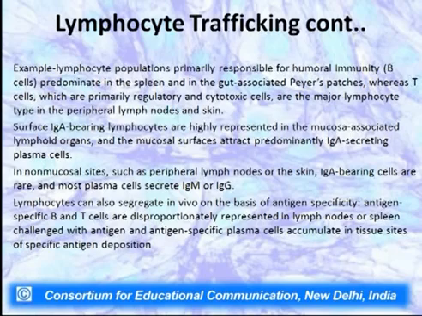Lymphocytes can also segregate in vivo on the basis of antigenic specificity. For example, antigen specific B and T cells are disproportionately represented in lymph nodes or spleen challenged with antigen, and antigen specific plasma cells accumulate in tissues of specific antigenic deposition. So, this further shows that what type of lymphocyte is going to populate an organ is dependent upon the requirement of that organ. So, this is how lymphocyte trafficking in the body takes place.